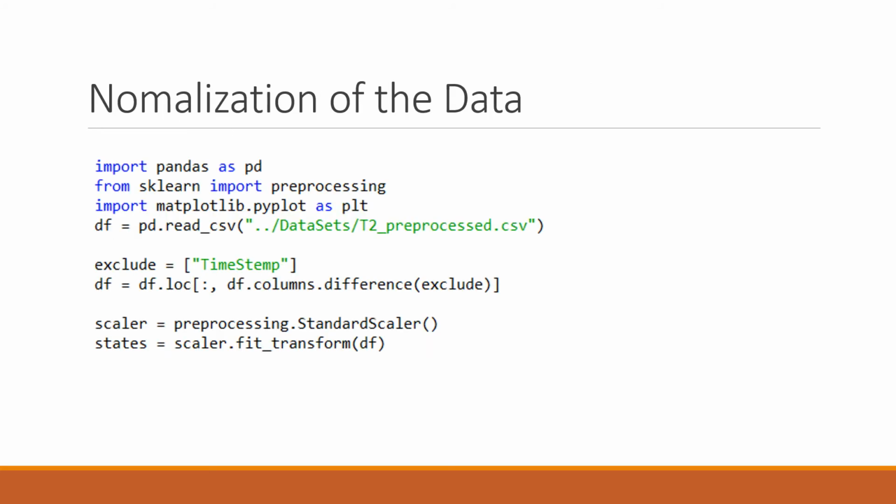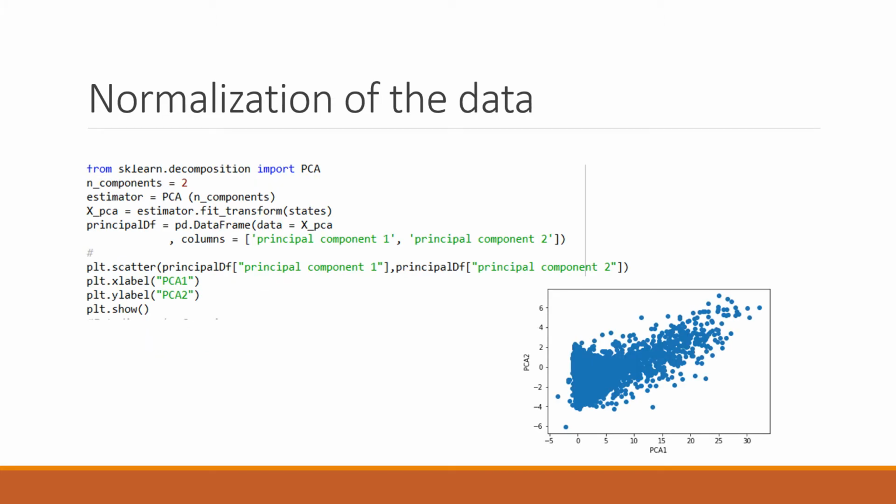To normalize the data, we will use the standard scaler, and we are going to use two components and exclude timestamp. The two components we are going to call PCA1 and PCA2.